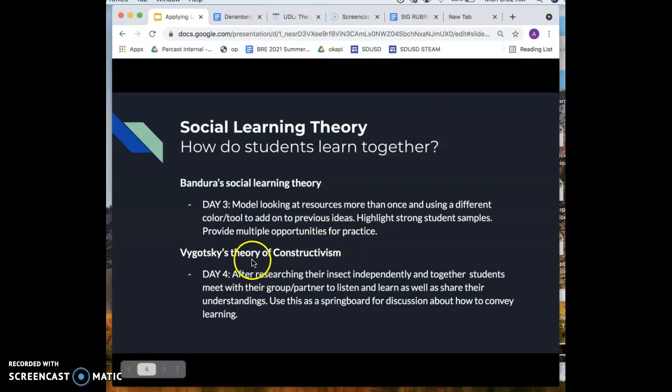Another theory, social learning theory, is the theory of constructivism. This is when students negotiate together to create meaning and shared understandings. This can be seen in day 4, where students research independently and then come together to share what they've learned. This will also serve as a springboard as students come together to discuss what kind of artifact they will create to convey their shared learning.